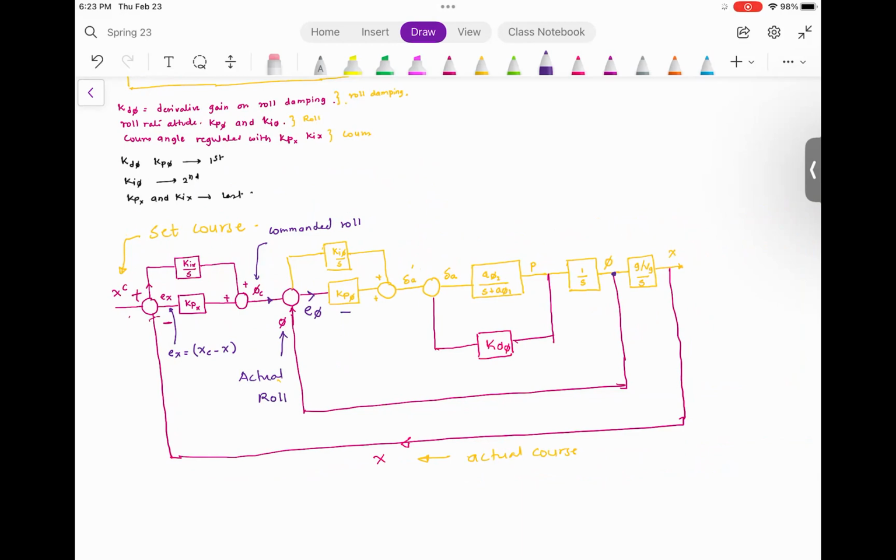Same logic. This error, as you can see here, this is plus and this is minus. This is plus and this is minus. This error gets fed into this region, and then you feed it forward, and then you have the actuator input. Then the next part is that you're going to have negative signs here, and this delta A gets fed to the transfer function.